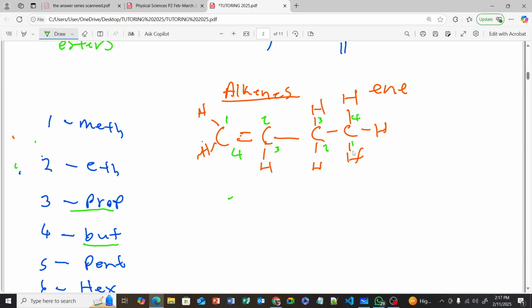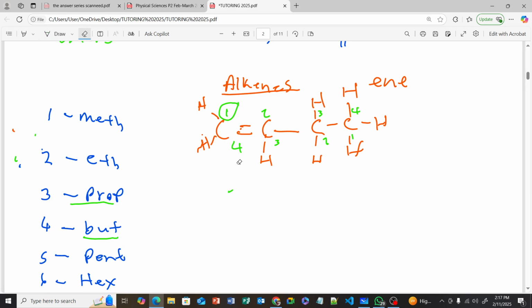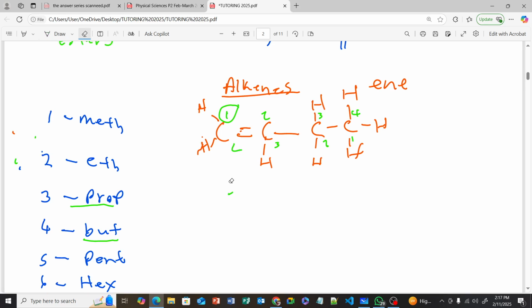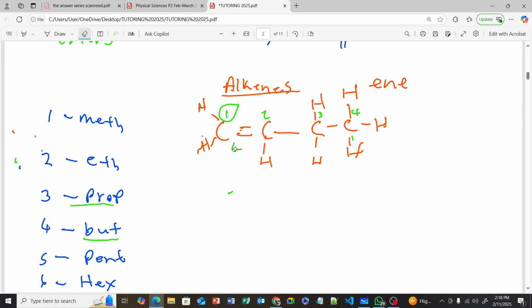If we name from the right to the left, the bond will be at carbon number 4, but if we name from the left to the right, it's going to be at carbon number 1. Okay, so the naming is the one at the top, the numbering. So this one doesn't apply in this instance. Okay, so let us get rid of it.